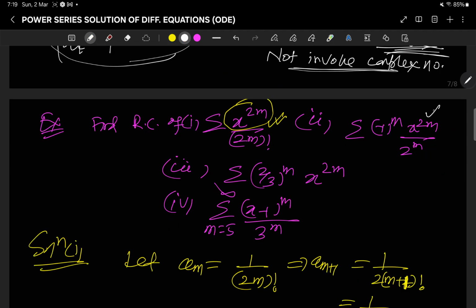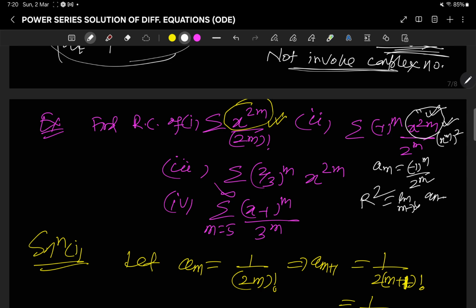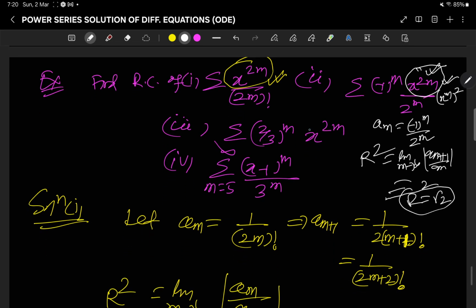If we think of the radius of convergence here, what is your a_m here? a_m is (minus 1) to the power m by 2 to the power m. Rather we have to apply the formula of r square, because it is x to the power 2m. So it is x to the power m, whole square. So r square is limit m tends to infinity of the magnitude of a_(m+1) by a_m. So here I will be getting 2, and r is equal to root 2 I will be getting. Okay, in II.